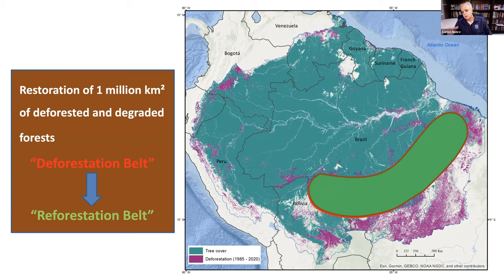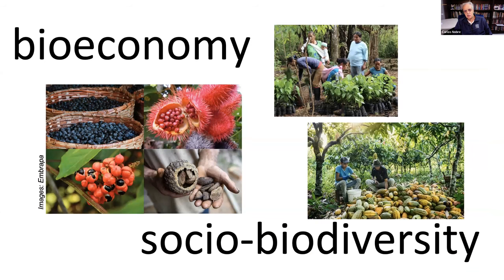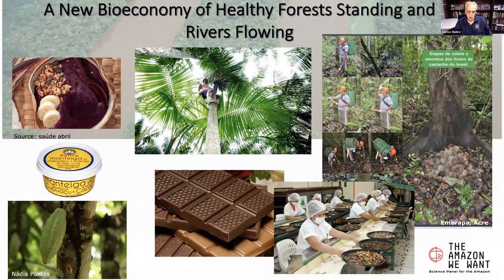That would remove more than 40 billion tons of carbon dioxide from the atmosphere, contributing tremendously to really fighting the climate emergency, and also preserving biodiversity and perhaps saving this area of the Amazon from this tipping point. And also this new bioeconomy, based on socio-biodiversity. The examples we have in the Amazon, we have perhaps more than 50 agroecological systems with cooperatives, and they are improving tremendously the life of those populations. So this is really the way to go.